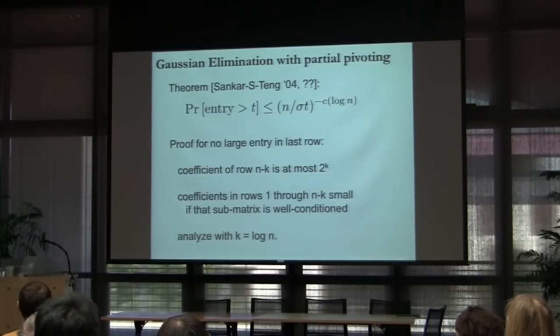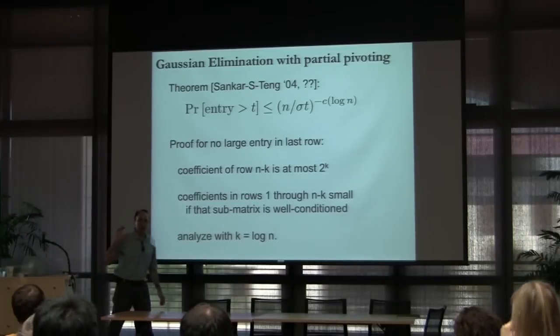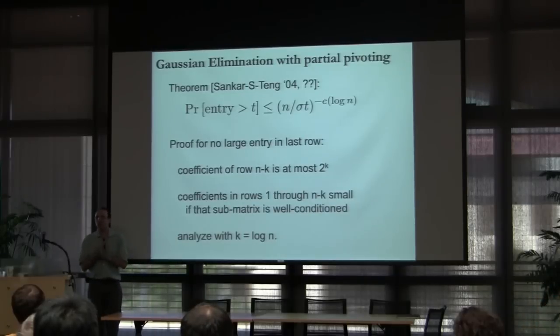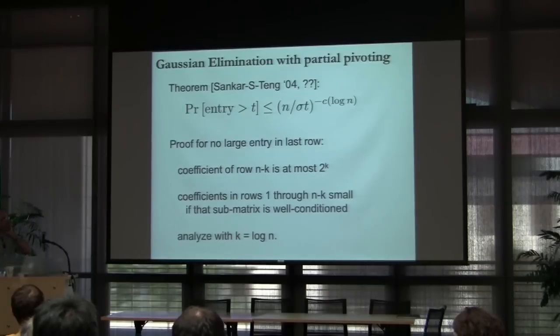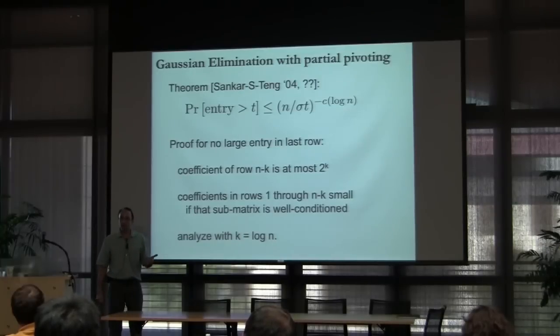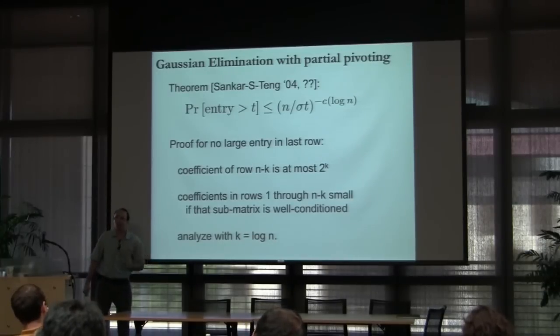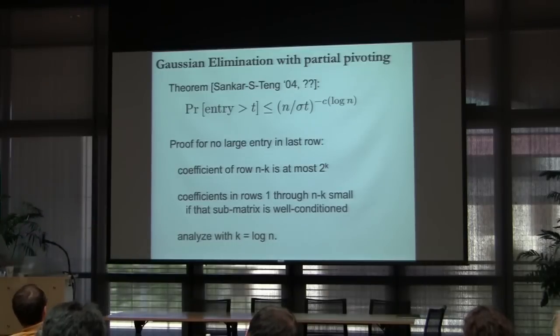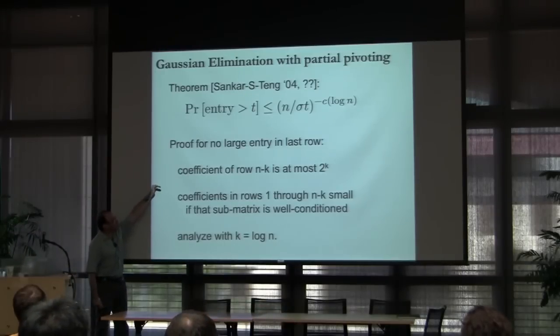The basic idea is, let me just tell you for the last row. Actually, the very last row of the matrix, just proving there's no large coefficients used to express the last row is the easiest one. It's the middle rows that are hard. For the last row, you can argue when you're doing partial pivoting that the coefficients you use to eliminate the last row grow by at most a factor of 2 every step in reverse. So the previous row you used with coefficient at most 1. The row before that, at most 2. The row before that, at most 4. So basically, the last few rows aren't going to have a big impact on the last row.